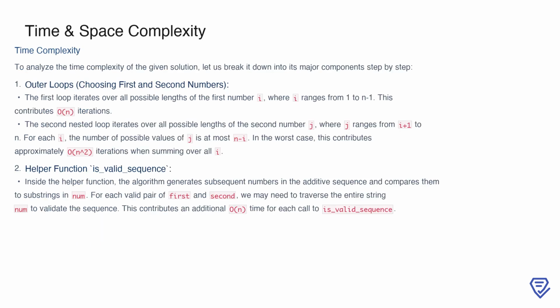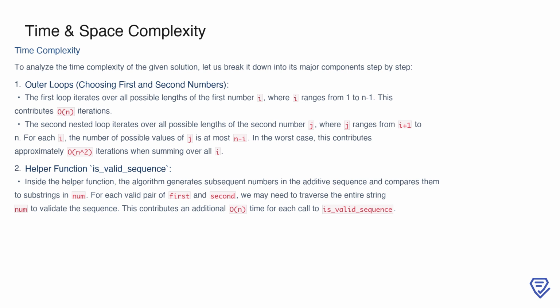To analyze the time complexity of the solution, we start by breaking it into its main components. The first major contributor comes from the outer loops where we choose the first and second numbers of the sequence. The first loop iterates through all possible lengths of the first number, represented by i, which can range from 1 to n-1. This gives us O(n) iterations. The second loop, nested within the first, iterates through all possible lengths of the second number, represented by j. For a given i, the values of j range from i plus 1 to n, meaning the number of iterations depends on the value of i. When summing over all possible values of i, this results in about O(n squared) iterations in the worst case.